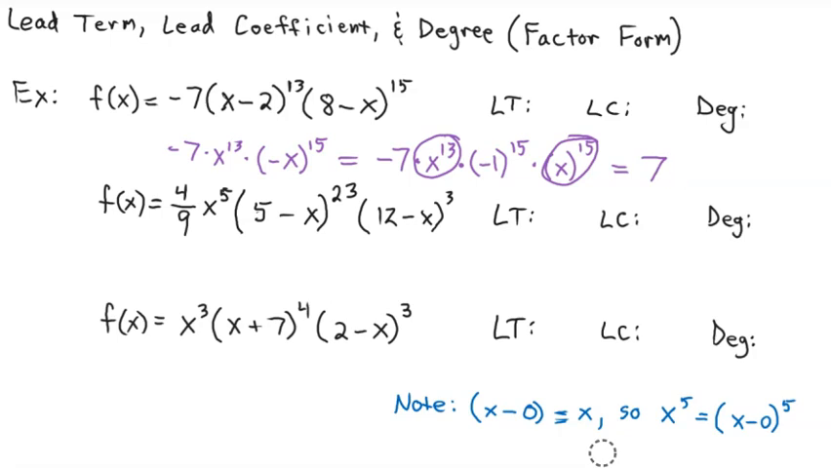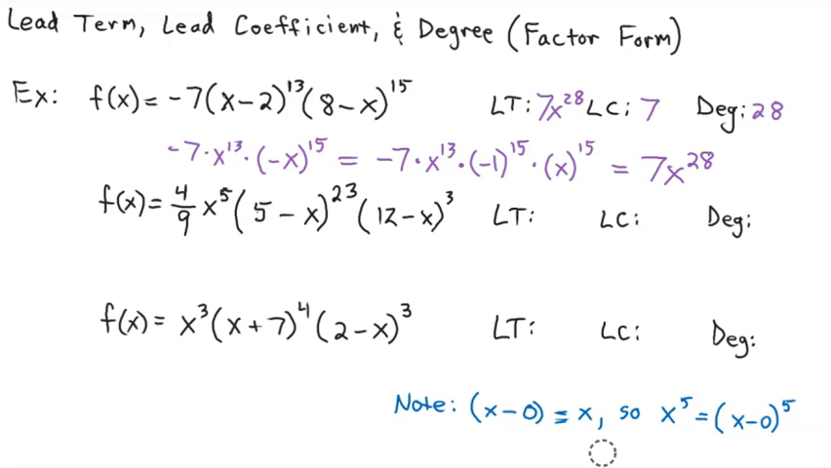And then we're going to add together the exponents. We're going to add 15 plus 13, and 15 plus 13 is 28. So that's to the 28th power. So our lead term is 7x to the 28th power, making the lead coefficient 7 and the degree 28. Okay. So now let's do that again over here.